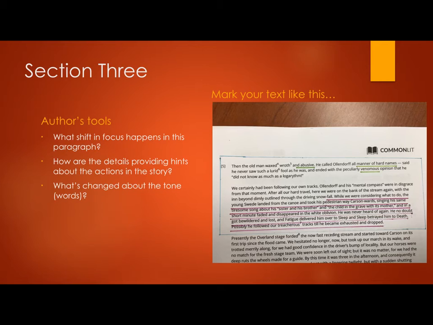One thing we see here is another change of words in the tone. We see the words lost, bewildered, fatigue, sleep, death. So definitely a change in the feeling from the author so that you know that nothing good is happening to this group right here. Okay.